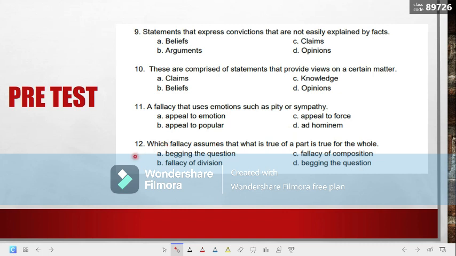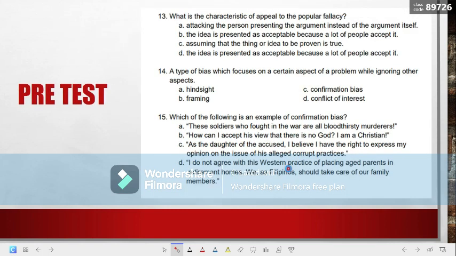Number 12. Which fallacy assumes that what is true of a part is true for the whole? Letter A, begging the question, B, fallacy of division, C, fallacy of composition, D, begging the question.